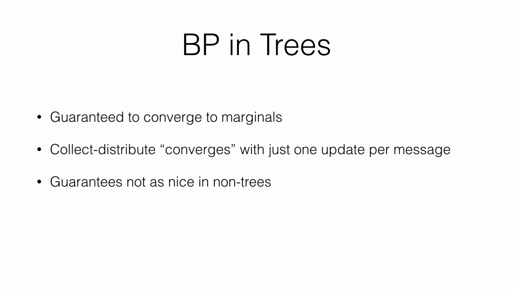Now, the guarantees are not as nice in non-trees, and for, let's say, about 10 years or so, it was a popular technique. People started using it because they said, well, this works well in trees, so let's just try it on a loopy graph and see what happens. And they found that it worked really well in practice most of the time. But for most structures, you can find adversarial cases where it does something really bad.